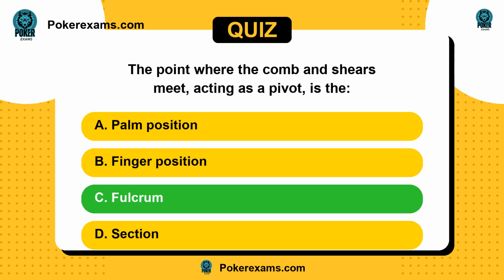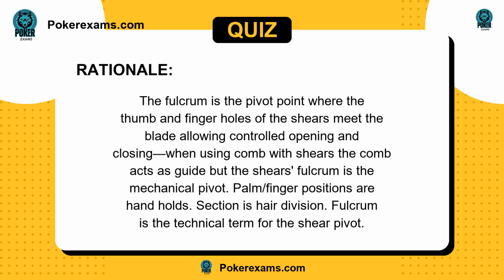The answer is C. The fulcrum is the pivot point where the thumb and finger holes of the shears meet the blade, allowing controlled opening and closing. When using a comb with shears, the comb acts as a guide, but the shear's fulcrum is the mechanical pivot. Palm/finger positions are hand holds. Section is hair division. Fulcrum is the technical term for the shear pivot.